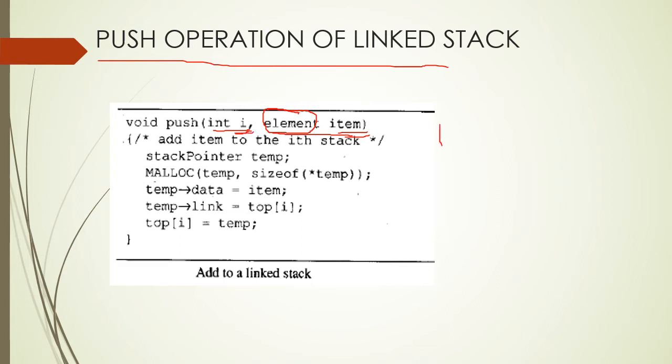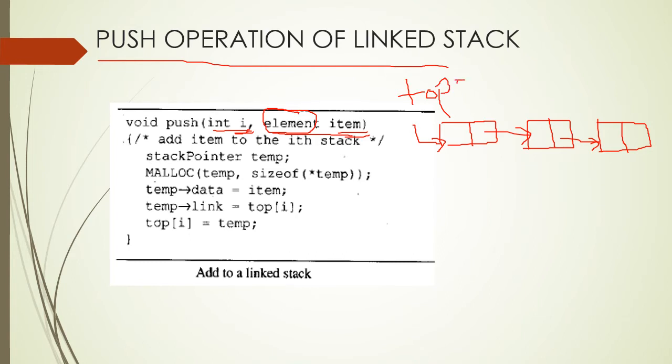So let us assume that you have two stacks in the memory. The first stack has 3 nodes, which we have already created, and this is pointed to by top of 0, because this is the first stack. So the elements are 1, 2 and 3, and here you are storing a null in the link field of the last node.